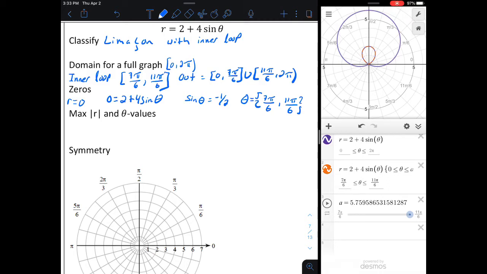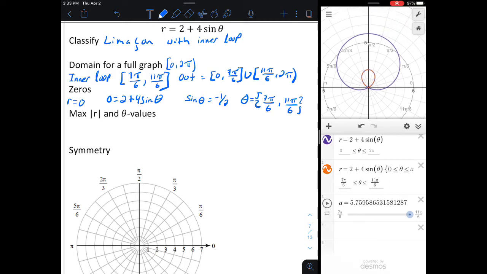All right, maximum r values and the theta values where they happen. Well, I'm looking at this polar graph, and it looks like it goes all the way to a radial value of 6. r is equal to 6. And if I look at my equation, I can make r equal 6 if sine produces a value of 1. Because if I subtract the 2 and divide by 4, I get 1 is equal to sine of theta. And sine equals 1 on my unit circle when theta is equal to pi over 2. All right, so pi over 2 is going to be when we have our max.